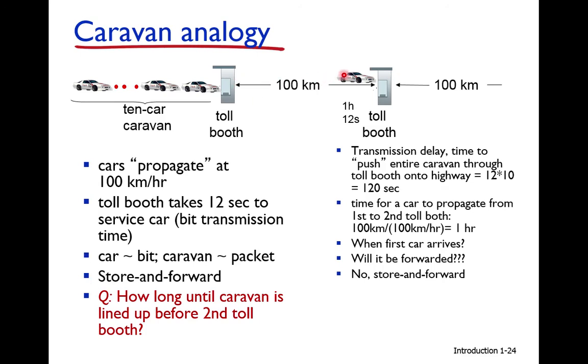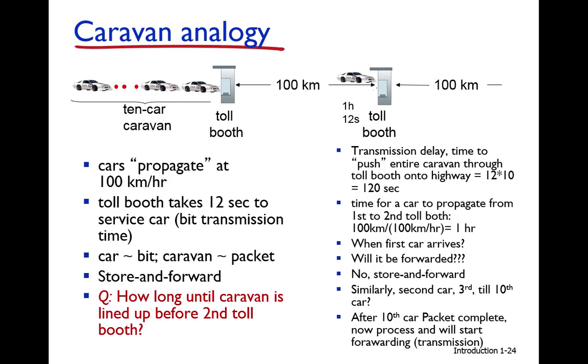So the last car will arrive after 1 hour and 120 seconds. Okay, so you can see that the 10th car will arrive in 1 hour and 120 seconds. 120 seconds is 2 minutes, and 1 hour is 60 minutes, so it will take 62 minutes.